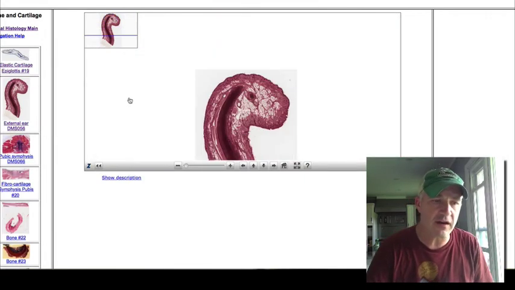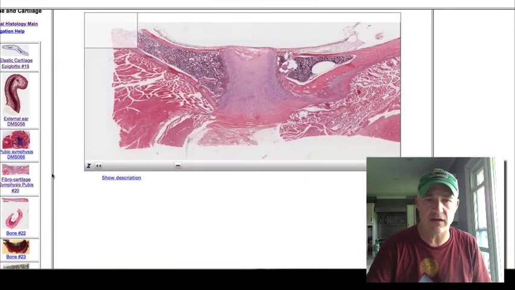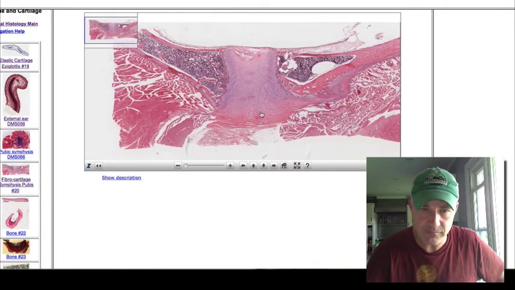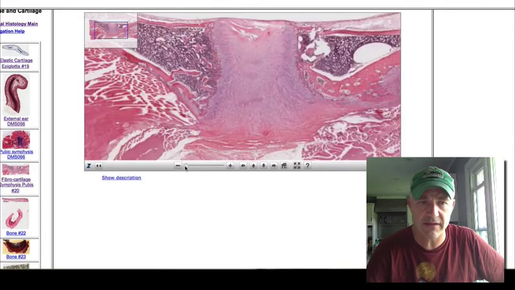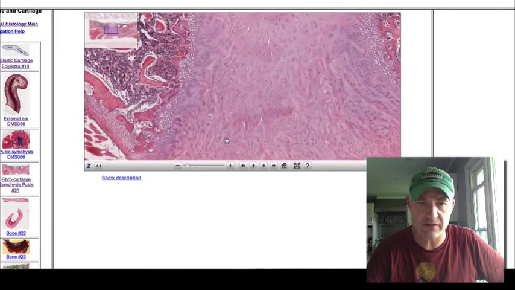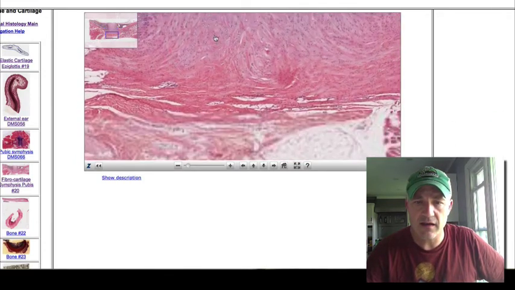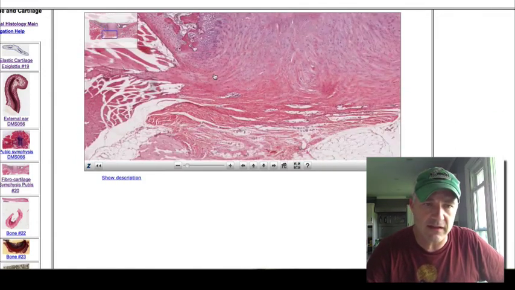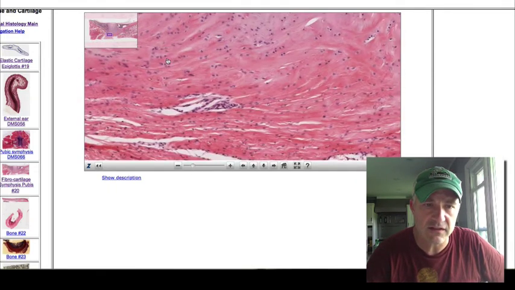So the third type of cartilage is going to be that fibrocartilage. This is one that the fibers are a little bit more prominent. We see this on things like intervertebral discs. And it's really what we're looking at right here. This thing's being rather touchy.